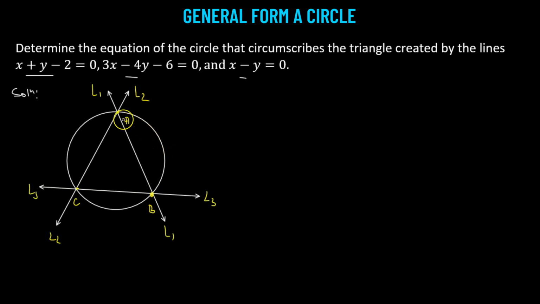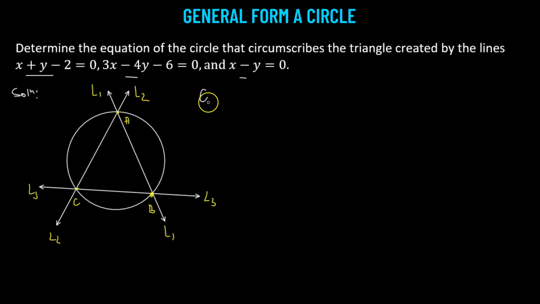First thing first, we'll try to find the coordinates of A, B and C. Once we have the 3 points, we have the condition that the circle is passing through the 3 points. Then we will use the general equation of a circle and substitute each point into the equation. That's going to give us simultaneous linear equations in 3 variables. Once we have that, we will be able to easily find the equation. So let's do it step by step.